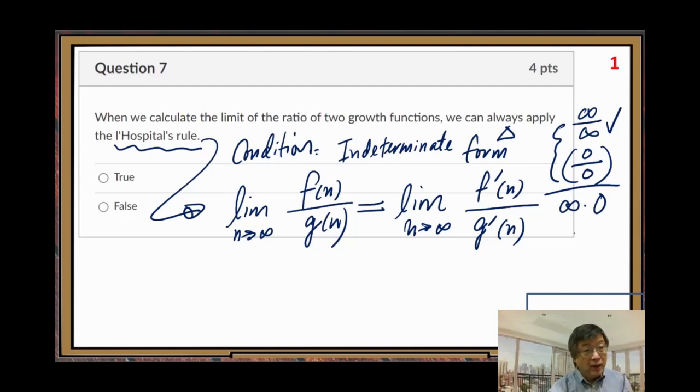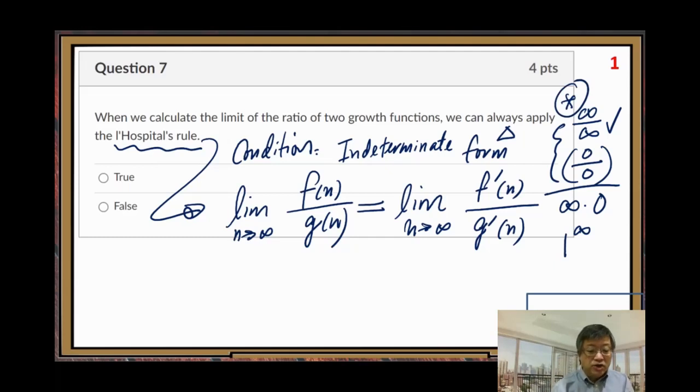Then the 1 to the infinity power form. So you can see there are several possibilities you can consider. But for our class, we only use that one. That's good enough. So that's the background for the L'Hôpital rule.